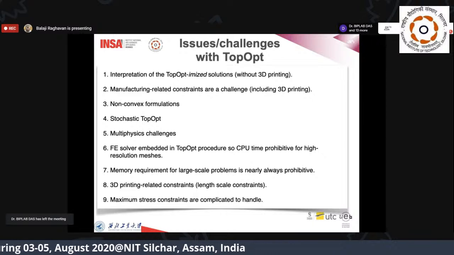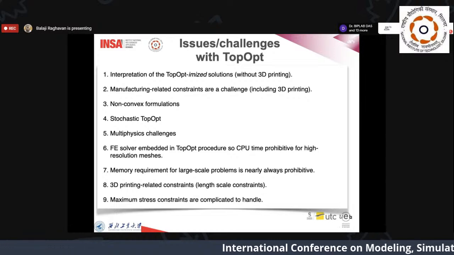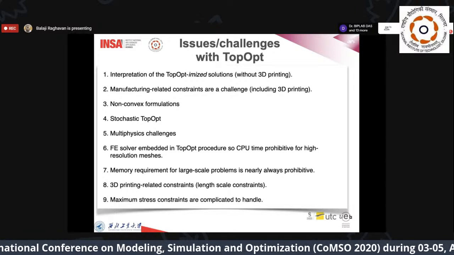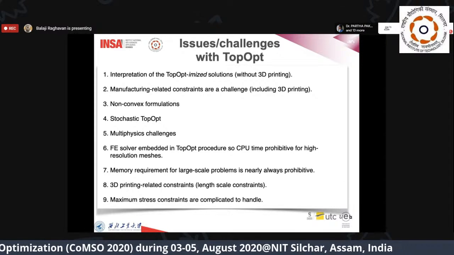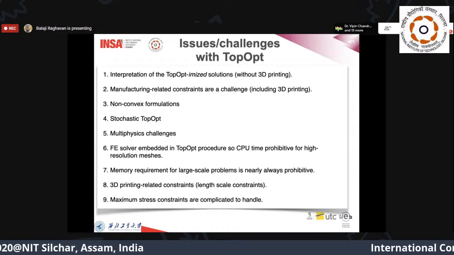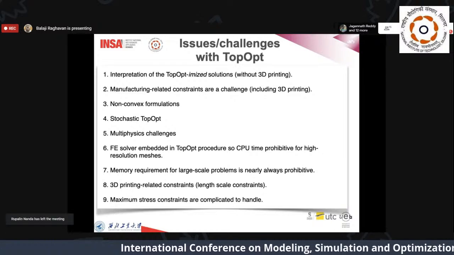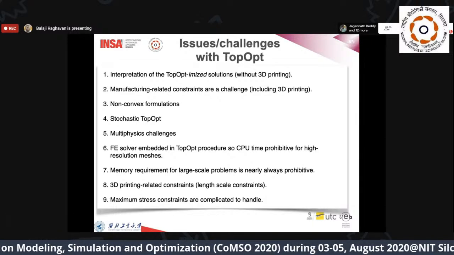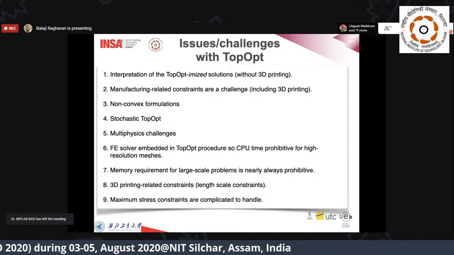on 3D printing. Manufacturing-related constraints are challenging, including 3D printing. These are basically length scale constraints. Non-convex formulations, which luckily I haven't had to work on. Stochastic topology optimization, which hopefully we'll be working on with Professor Datta, who's a specialist in all things stochastic. Multiphysics challenges. Topology optimization has been applied to multiphysics problems. However, each different physics besides mechanics brings its own set of challenges. Even in mechanics, a simple non-self-weight joint problem brings its own set of challenges.